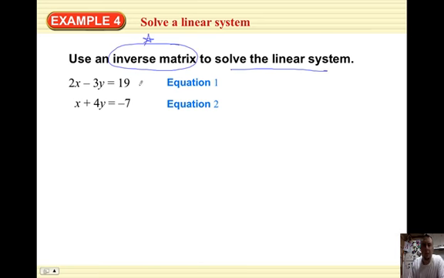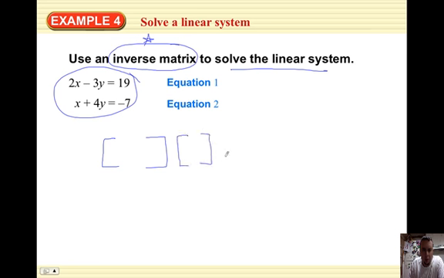But basically, you could take any system of equations and make a matrix equation out of it. What you're going to have is one matrix times another matrix equals another matrix. Look, here's the equals. And you put these two on the end. These are the constants. So your constants will go here: 19 and -7.